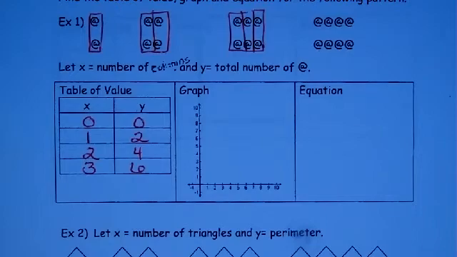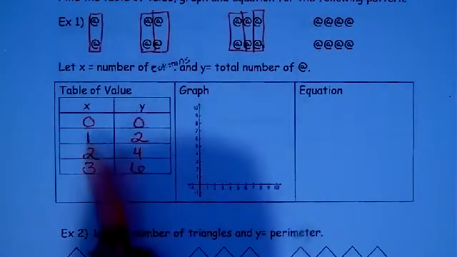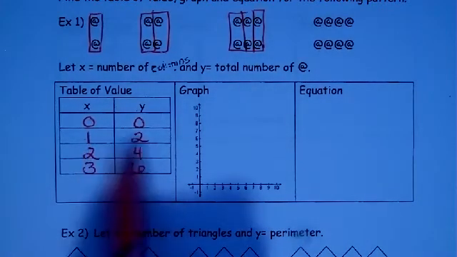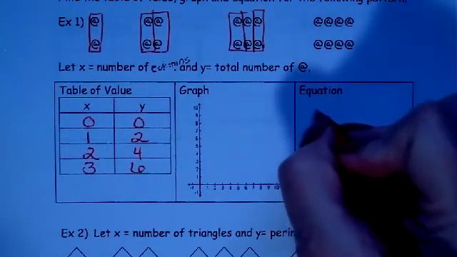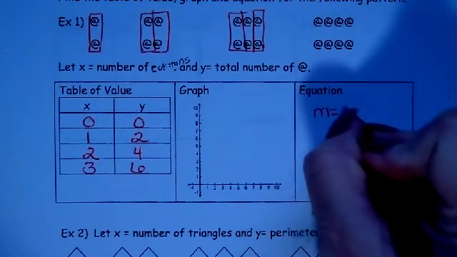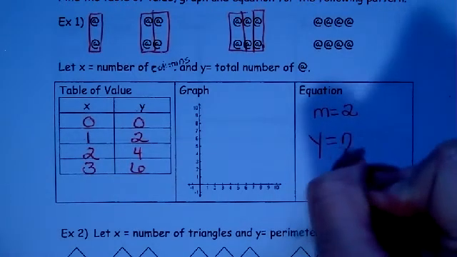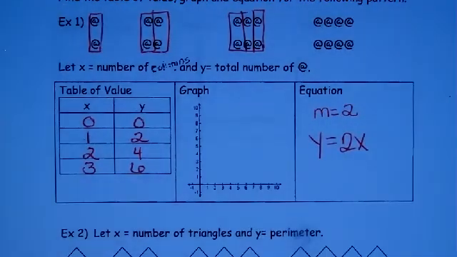Well, let's just very quickly do the easy one right here. What's the equation? What am I multiplying X by to get Y? Well, that's easy. It's doubling. 1 times 2 is 2. 2 times 2 is 4. 3 times 2 is 6. So M here is going to be 2, and that means Y is equal to 2X.